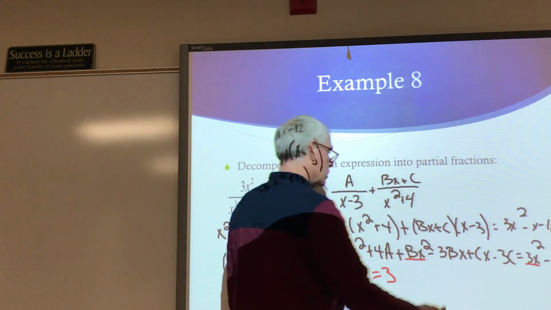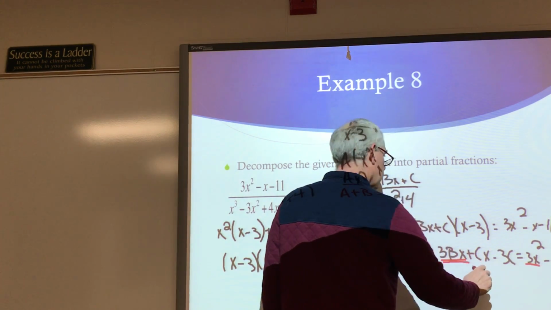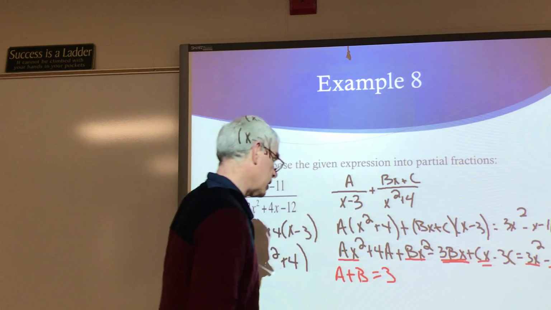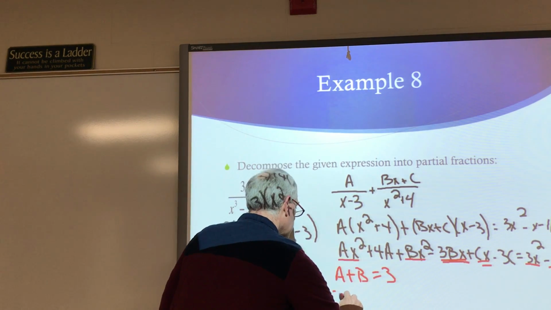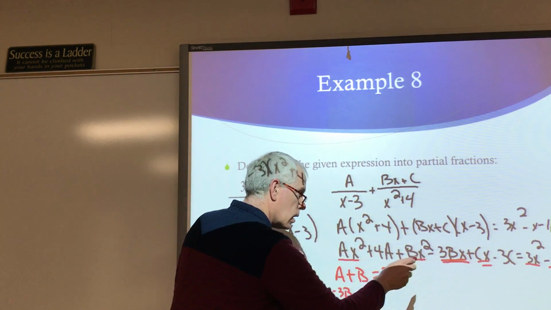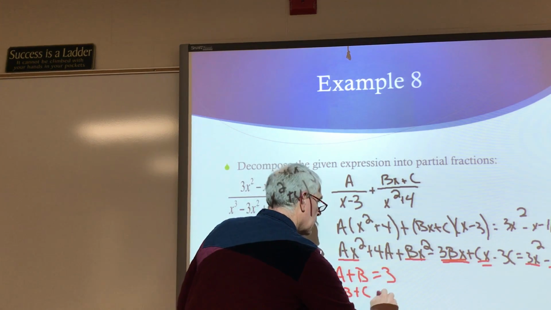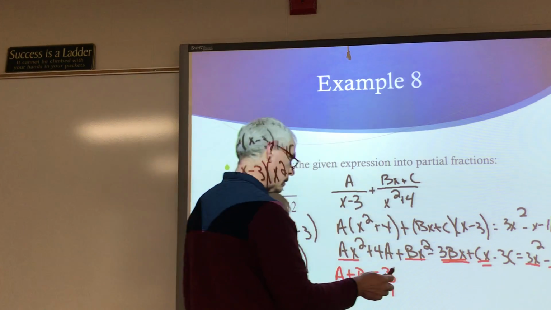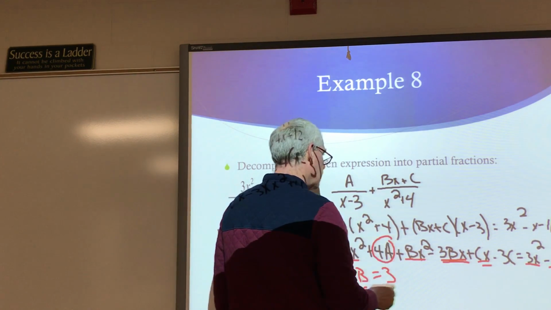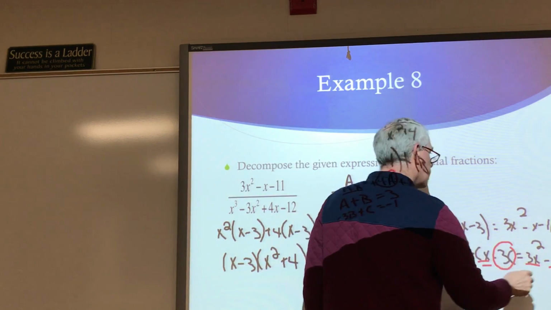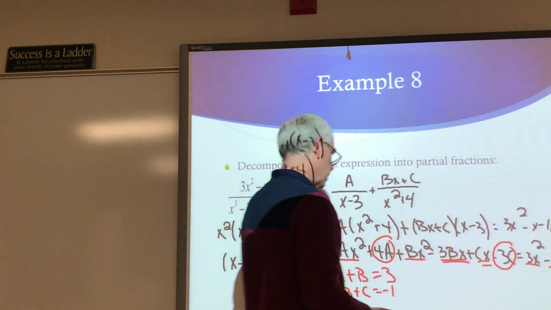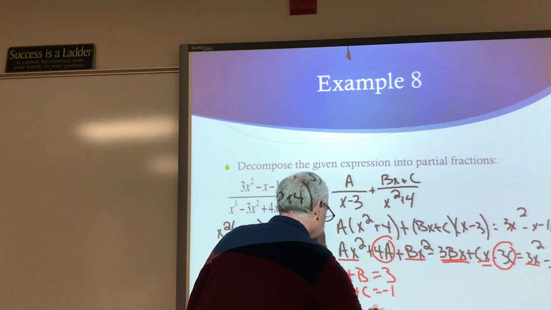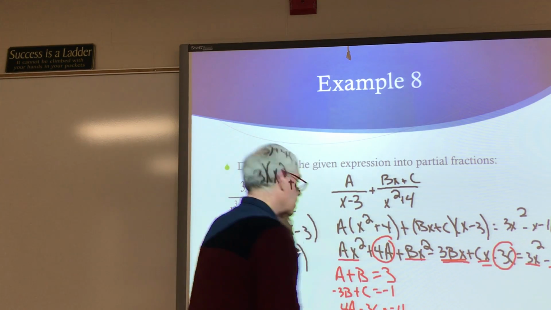My x term, I've got that has x to the first, that has x to the first, and that has x to the first. So that is a negative 3B plus C has to equal negative 1. Okay? Then I look at my constants. I've got a 4A here and a negative 3C here, and that's supposed to equal negative 11. So 4A minus 3C equals negative 11.